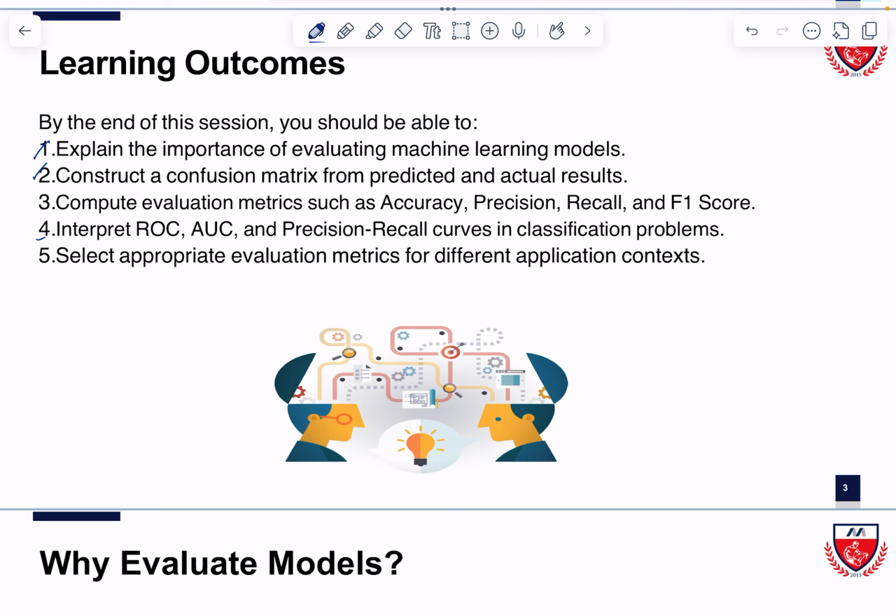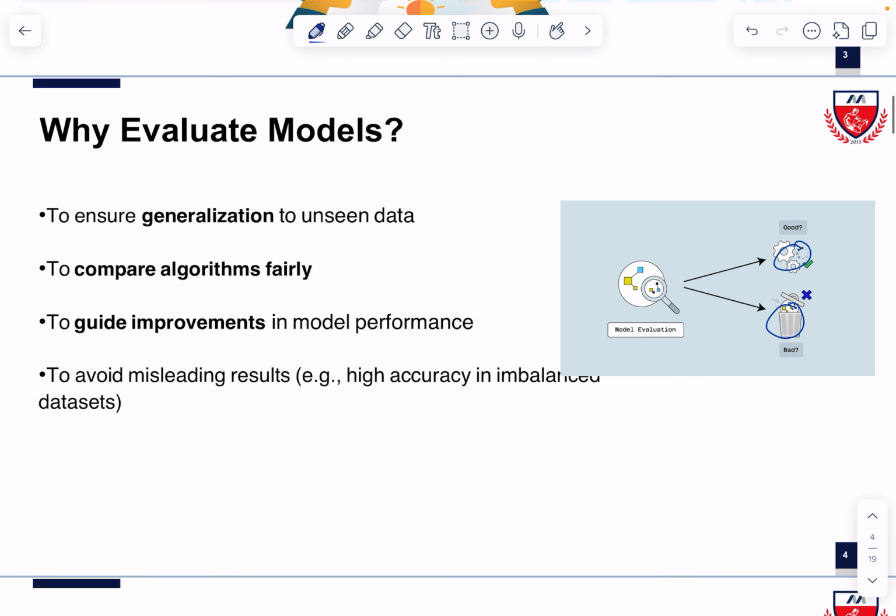The interpretation would be talked about in our lab exercise. So by the end of this session, you are going to explain the importance of evaluating machine learning models, construct a confusion matrix from predicted and actual results, and compute evaluation metrics such as the accuracy, precision, recall, and F1 score.